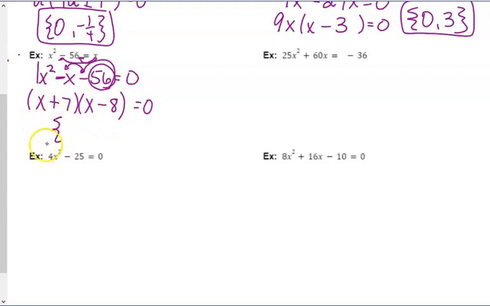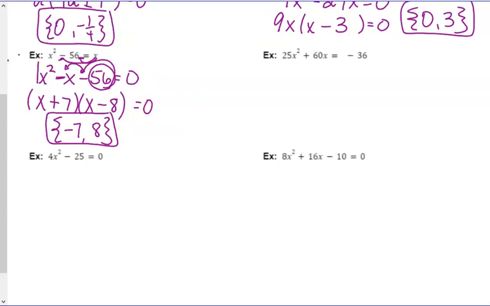And now we go one step further and say, what number plus 7 is 0? Well, that is a minus 7. What number minus 8 is 0? That is a positive 8. And these are my 2 answers for that problem.